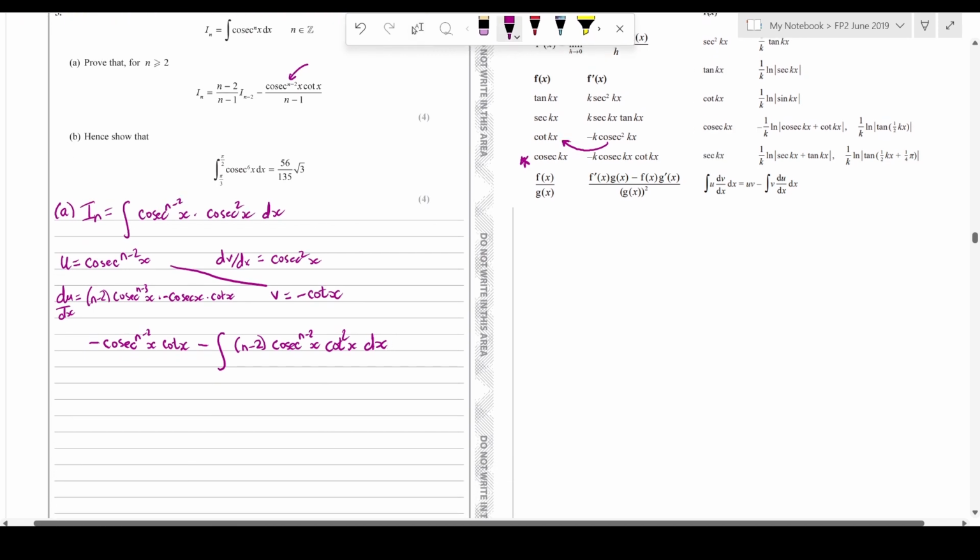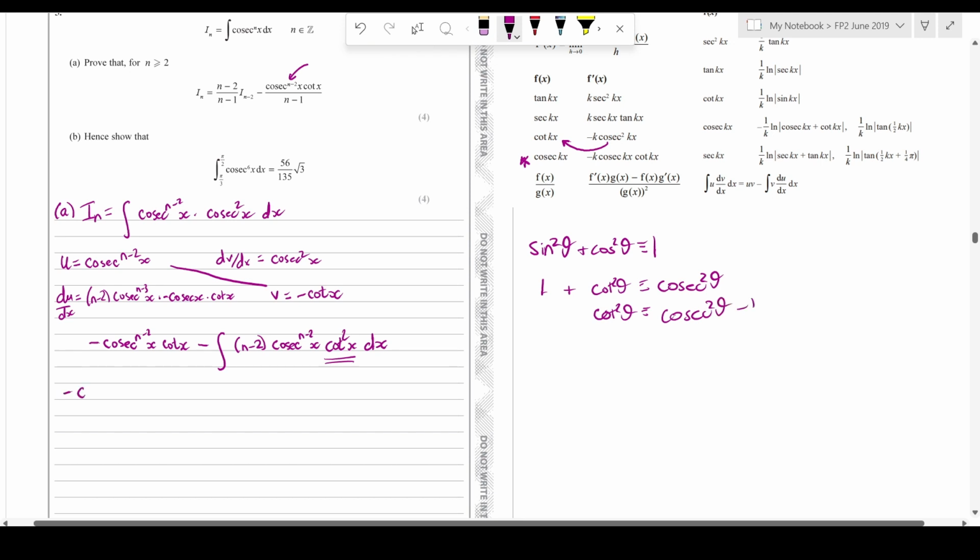Now, this here is looking very much like I_n minus 2, apart from this cot squared. So let's see if we can write cot squared in terms of cosec squared. There's probably going to be a trig identity. I don't remember it, but imagine from sine squared theta plus cos squared theta is always 1. If I want cot, I need to divide by sine squared. So I'm going to have 1 plus cot squared is equal to cosec squared. So cot squared is going to be cosec squared minus 1.